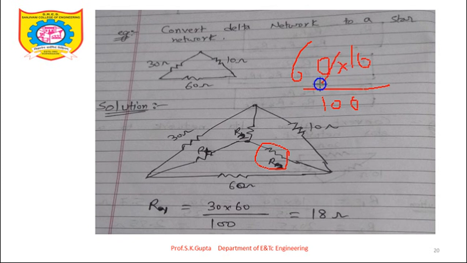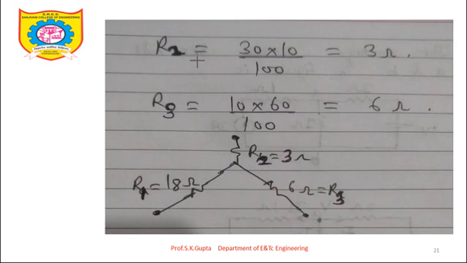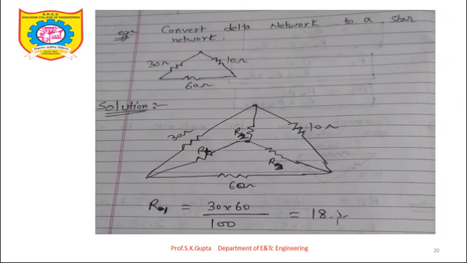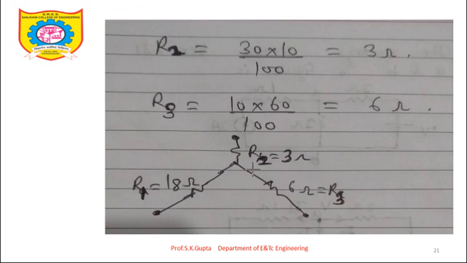0 0 cancel. So 6 into 1, 6. 6 divided by 1 is 6. So this way R2 is 3 ohm and R3 is 6 ohm. And the last step is to draw the circuit. Okay. R1 is 18 ohm, R2 is 3 ohm and R3 is 6 ohm.